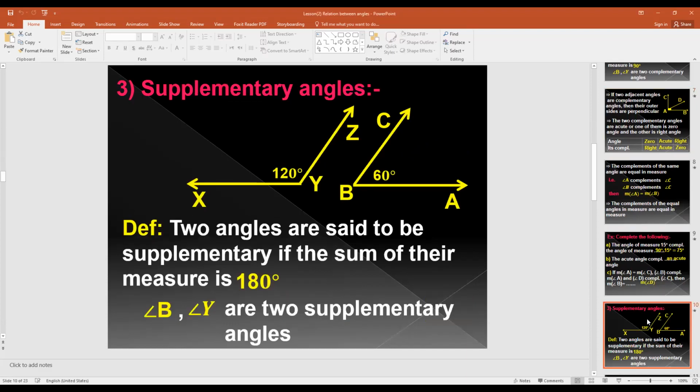We can say that two angles are supplementary angles if their sum is 180 degrees. Angle XYZ and angle CBA. The two angles, their sum is 180 degrees. One is 60 and the other is 120. Their sum is 180 degrees. So we can say that the two angles are supplementary angles.